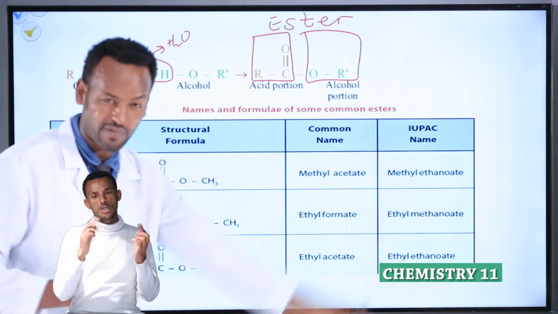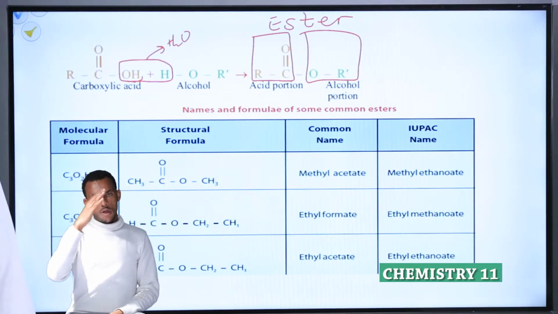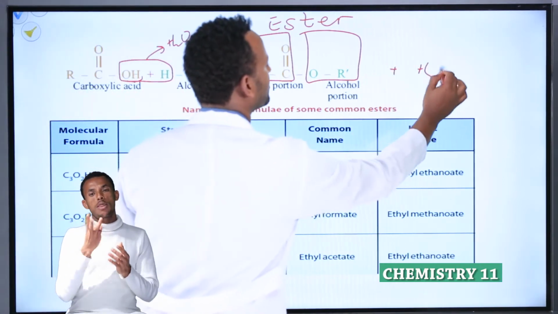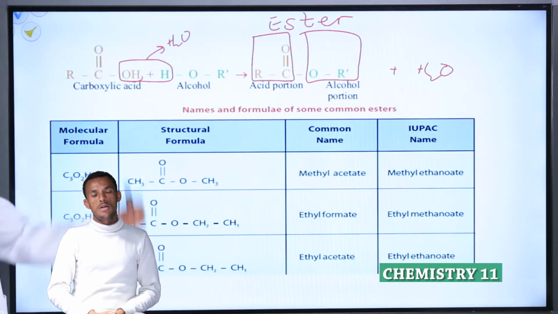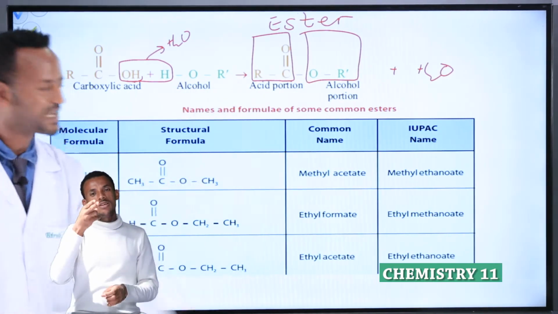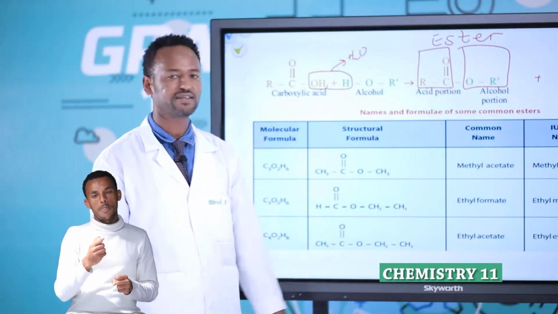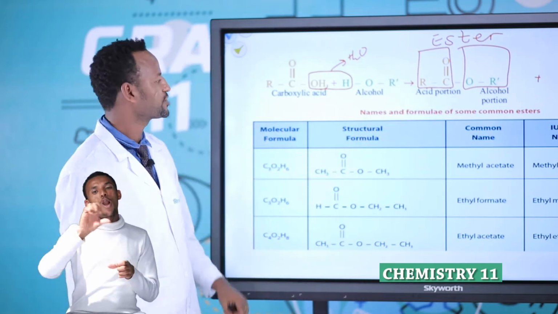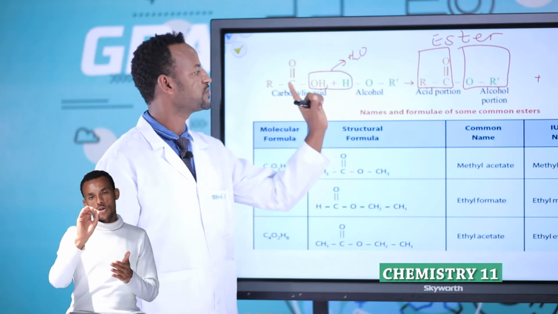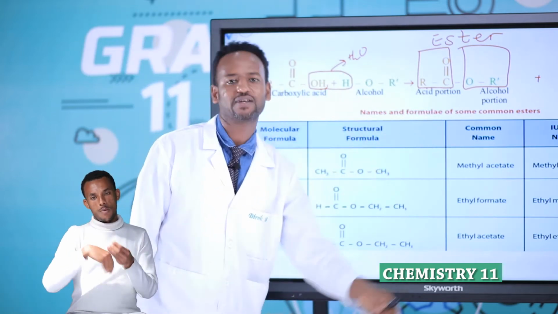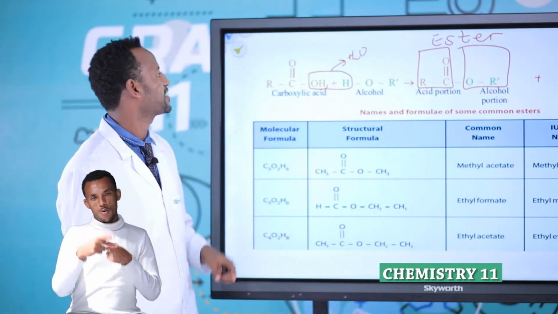Therefore, this process is known as what? Esterification. The production of ester plus what? Plus water. This water is formed from the OH of the carboxylic acid and the H of the alcohol. Therefore, this is ester, with two portions, acid portion and alcohol portion. Therefore, carboxylic acid reacts with alcohol to give ester plus water. The process is esterification.